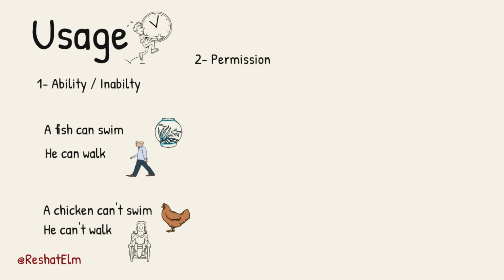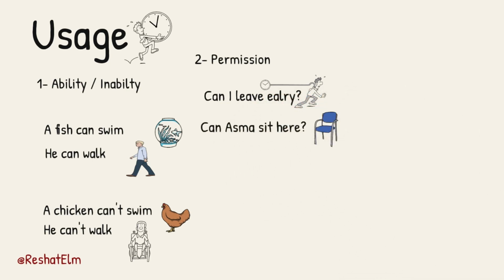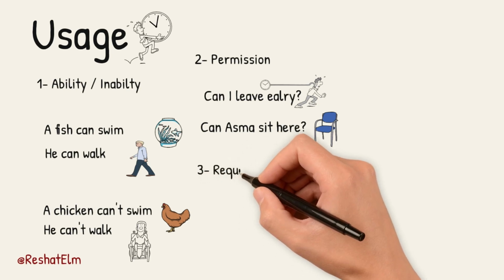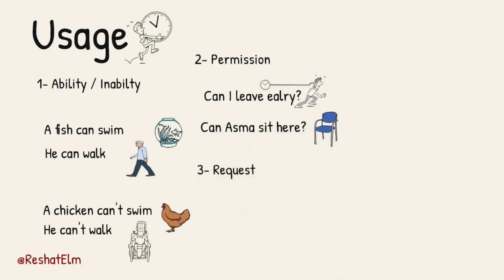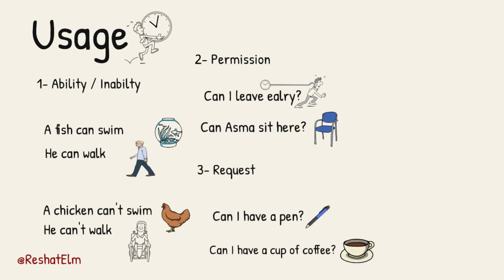For example, can I leave early? He is asking for permission to leave earlier than the time he's supposed to. Or we can use can to request something. For example, instead of saying I need this, you can say, can I have a pen? Can I have a cup of coffee? Here, we're not talking about ability. We are requesting the other person to give us a pen. We are requesting a cup of coffee.